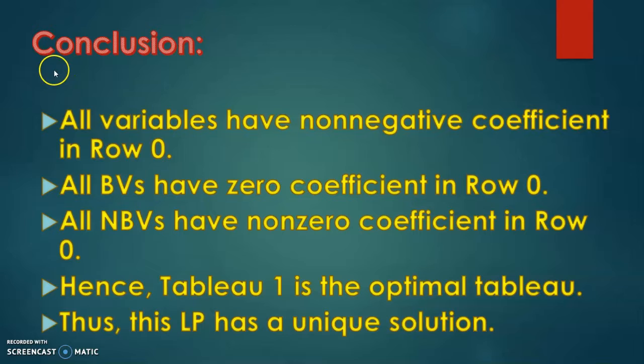The conclusion for this tableau is: first, all variables have non-negative coefficients in row 0. All basic variables have 0 coefficient in row 0. All non-basic variables have non-zero coefficients in row 0. Hence, tableau 1 is the optimal tableau. Thus, this LP has a unique solution.